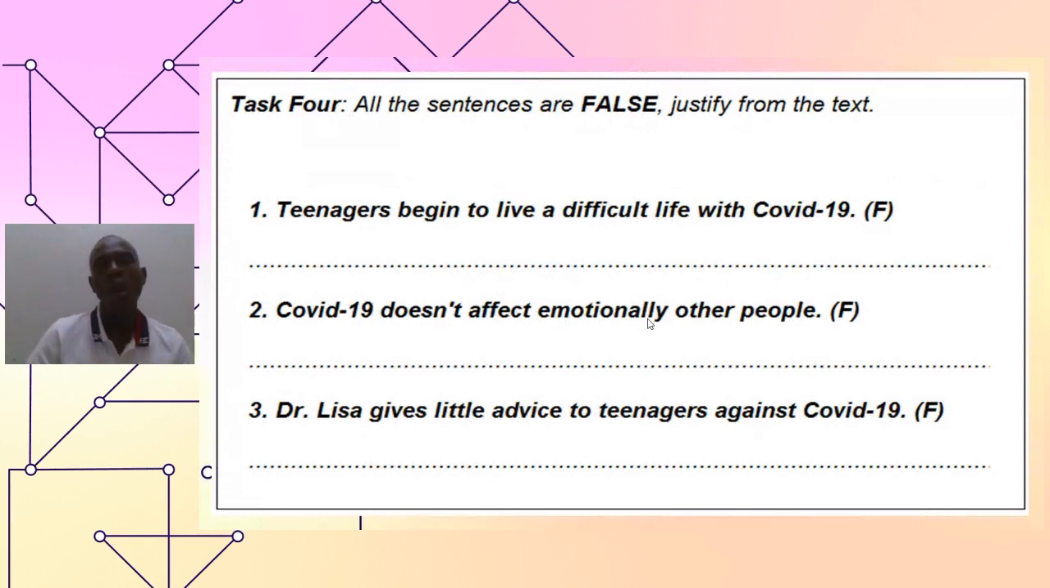I say here, all the sentences are false. Justify from the text. Now, here, while the students answer, they just write their answer. Sometimes I can ask them to speak if I want them to speak too. It depends on what I want them to do. And this is how I proceeded in the active reading phase.